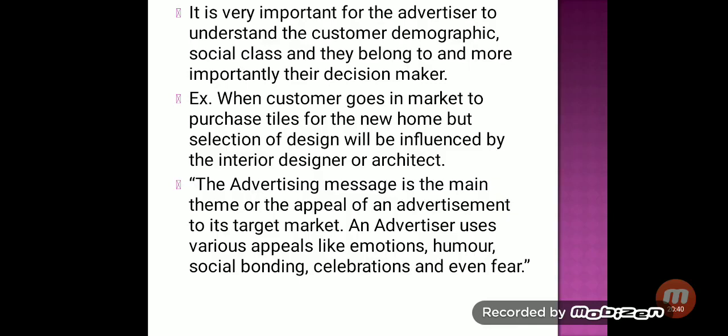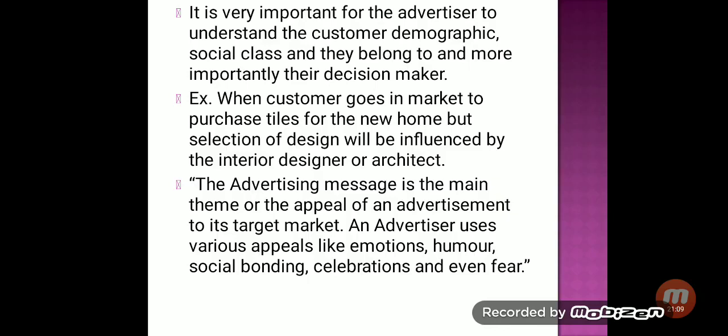The advertising message is the main theme or the appeal of an advertisement to its target market. And the advertiser uses various appeals like emotions, humor, social bonding, celebrations, and even fear. So, as I have discussed, the advertising message is the main part of an advertisement.